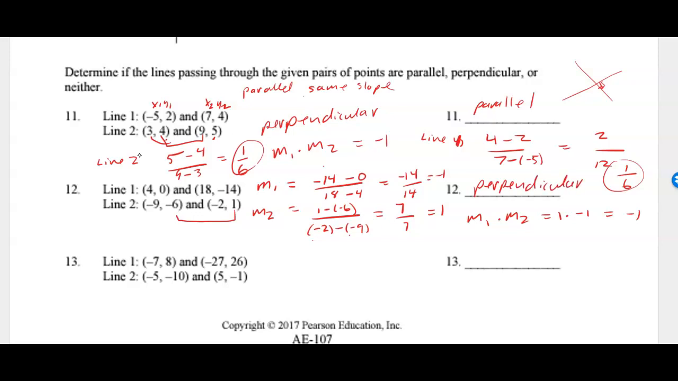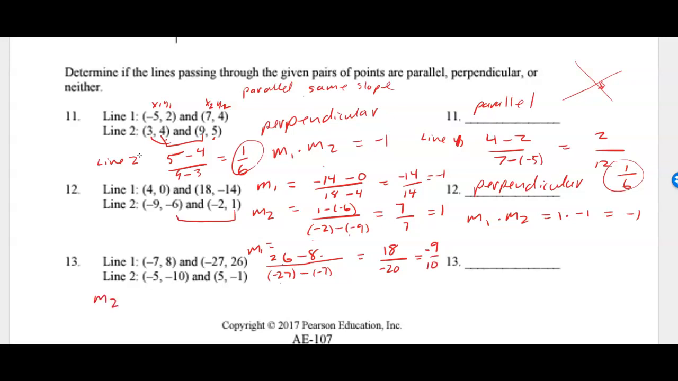Number 13, you try that and come back. So you get the slope of line 1, 26 minus 8, over negative 27 minus a negative 7, so that'll be a plus 7. 26 minus 8, you can check the arithmetic. Do the arithmetic out slower than this if you'd like on your own. And 18 over negative 27 plus a 7 will be a negative 20. And this reduces to negative 9/10, though you don't necessarily have to reduce it.